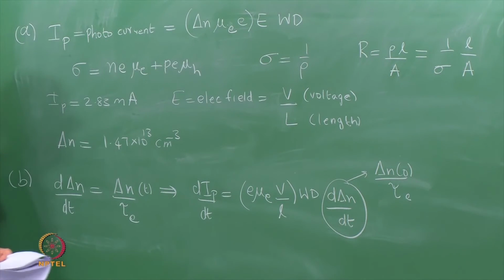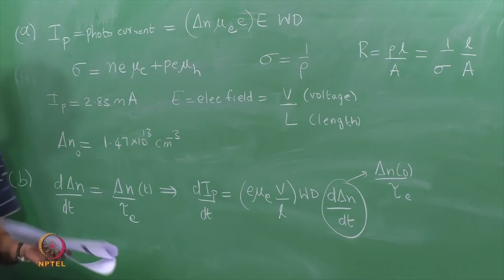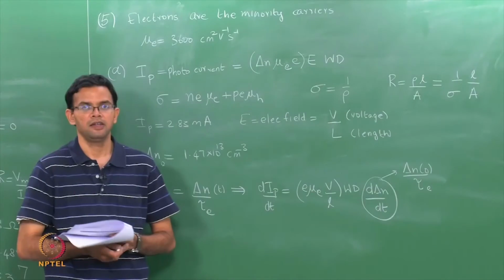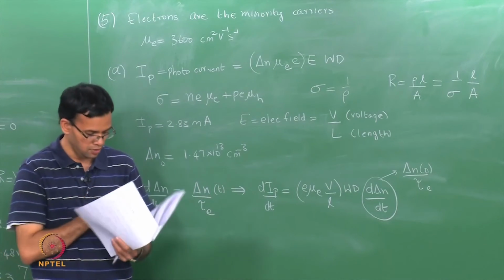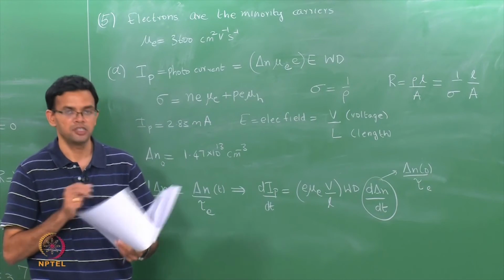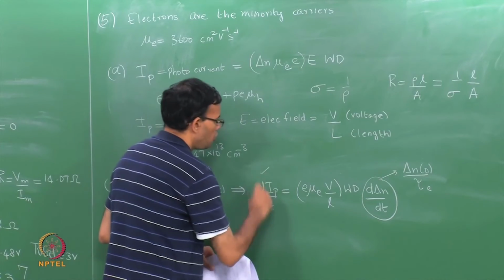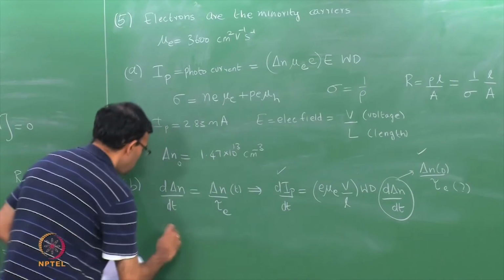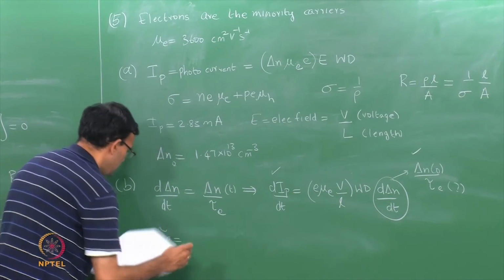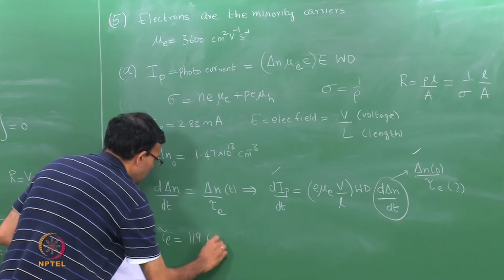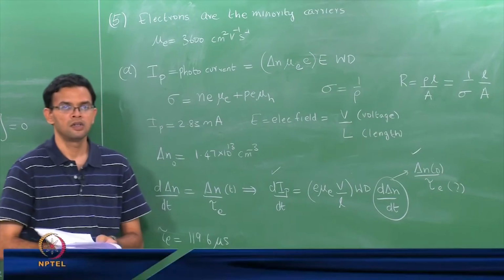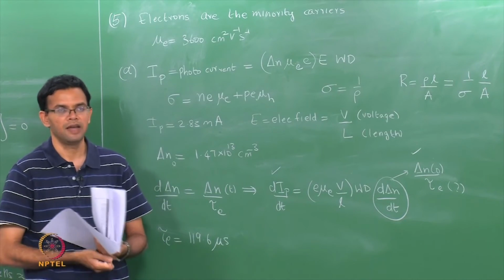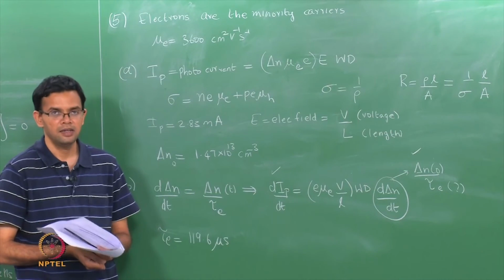d delta n over dt is nothing but delta n at time 0 divided by tau e. Delta n at time 0 is what we calculated in part A. dI_P over dt, the rate at which the current falls, is given in the question. This value is 23.6 ampere per second. So, this is known, and the only unknown is tau e. So, tau e is essentially 119.6 microseconds.